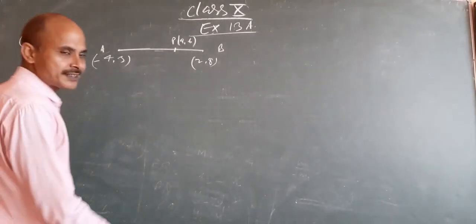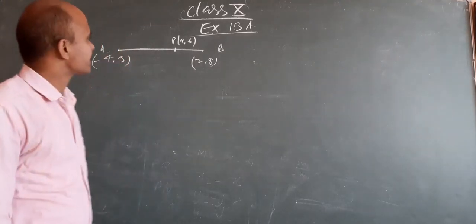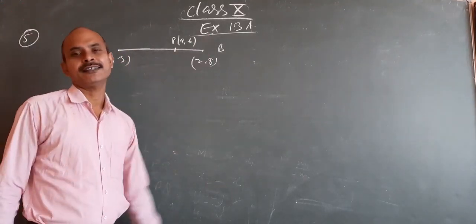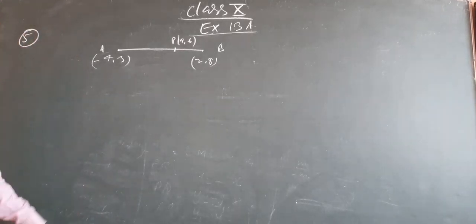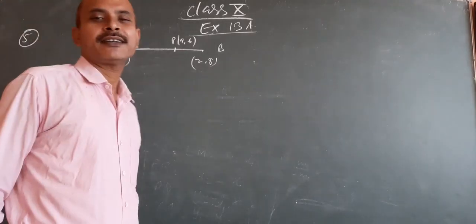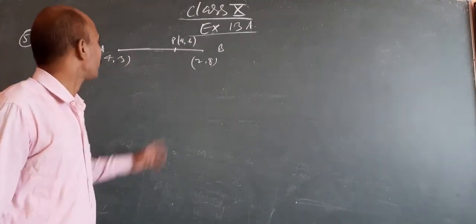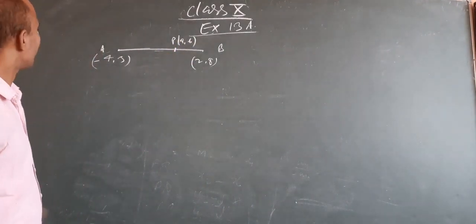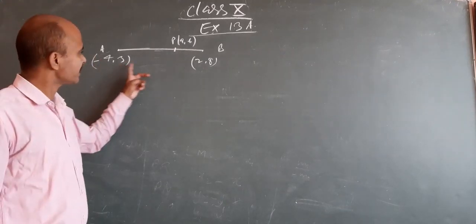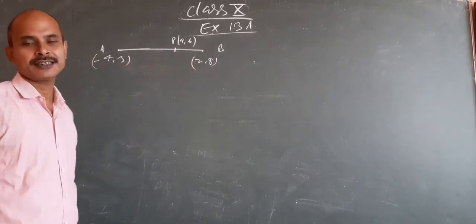Good morning, students. Today we will see some questions of exercise 13b. Question number 5. Find the ratio in which the point (a, 6) divides the join of (-4, 3) and (2, 8).